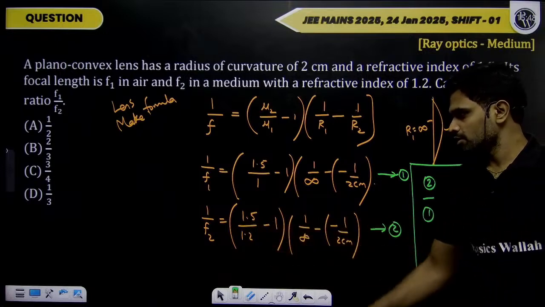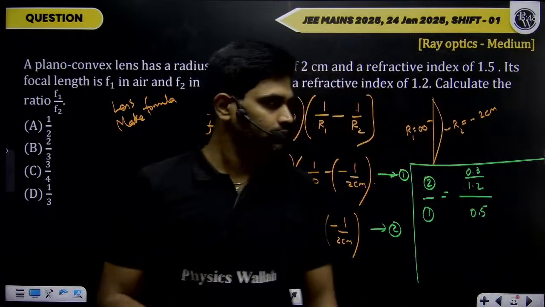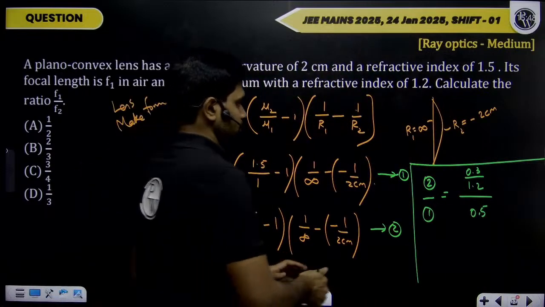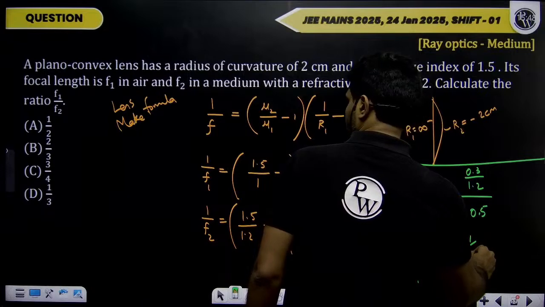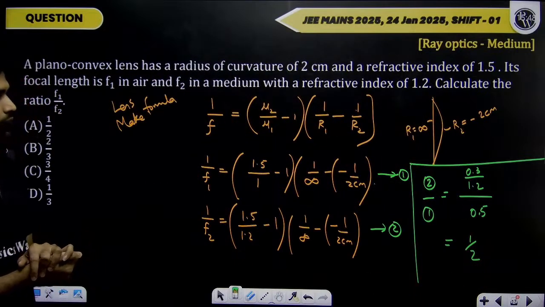This is 0.3 by 1.2, right? So getting 1 by 2, right?